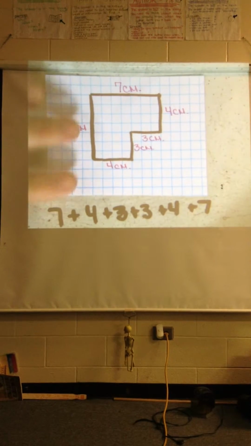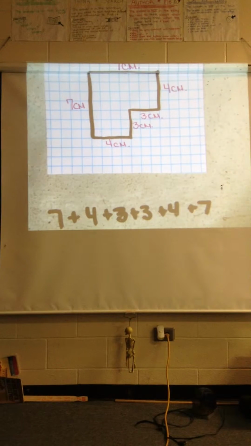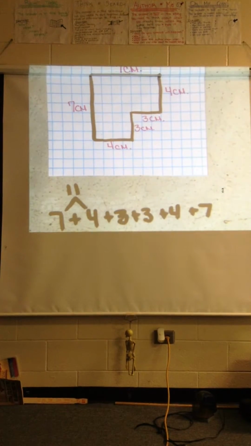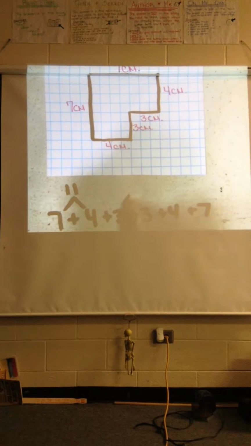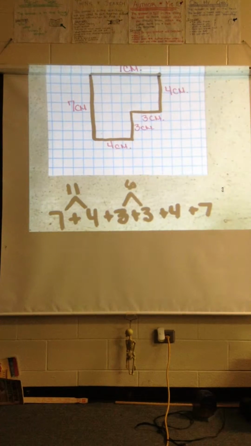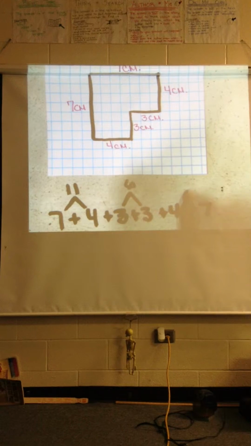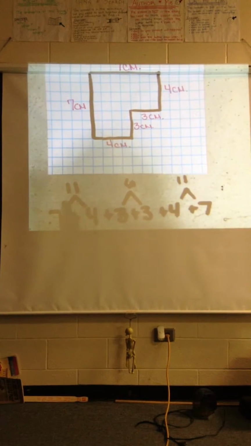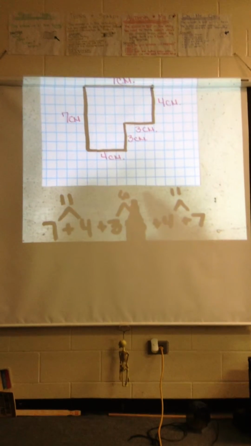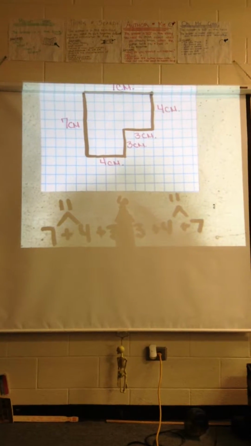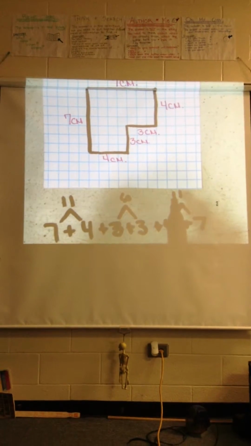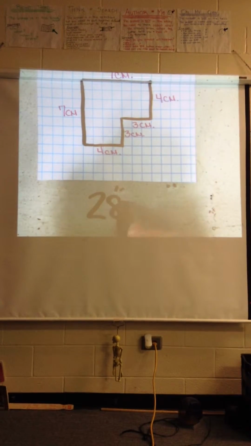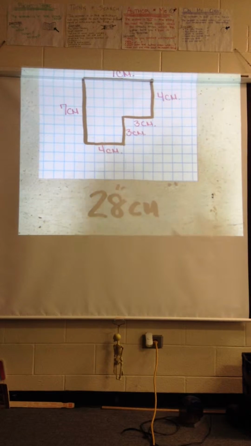I'm going to move this figure so you can see it. 7 plus 4 is 11. 3 plus 3 is 6. And I'm going to check this again. 7 plus 4 is 11. And I can just add straight across. 11 plus 6 is 17. I add another 11. And my answer is 28 centimeters.